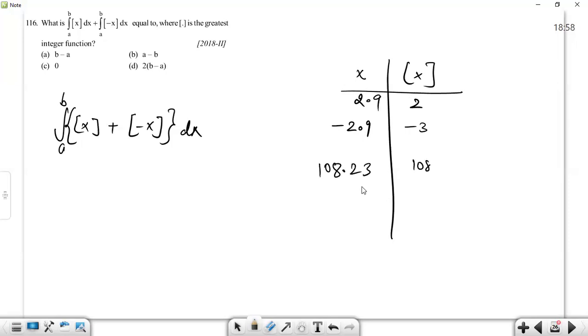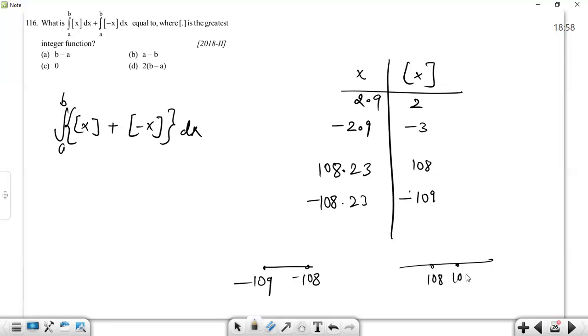If you take any number like 108.23, its greatest integer function will be 108. And if we take just the negative of it, it will become minus 109. Because minus 109 comes to the left of minus 108, whereas plus 108 comes to the left of 109. So if we are taking the arrow in this direction, then 108 will be considered. If we are taking the arrow in this direction, then 109 will be considered, right? Yes.